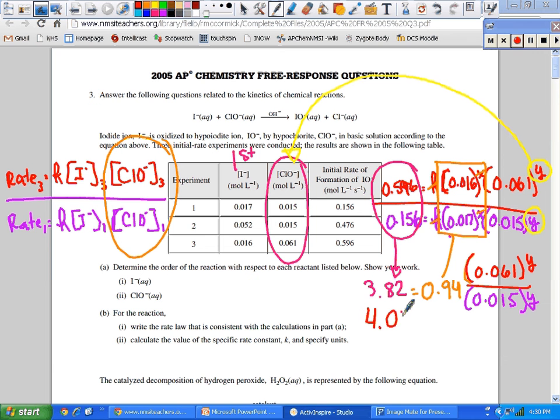Now, what would y have to be to make that happen? Y would have to be 1, right? So if 4.1 was raised to 1, now I know it's not going to be exactly 4.06, but it's close enough, right? So what order is it? First order.